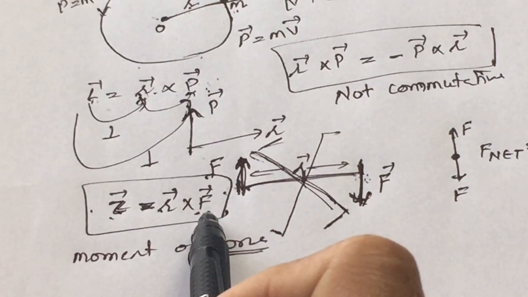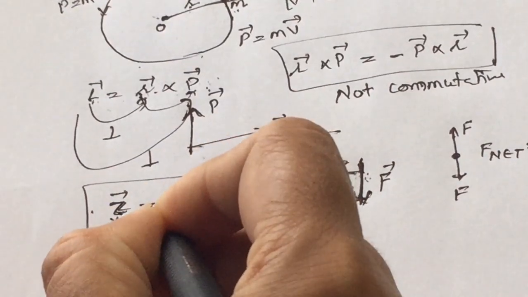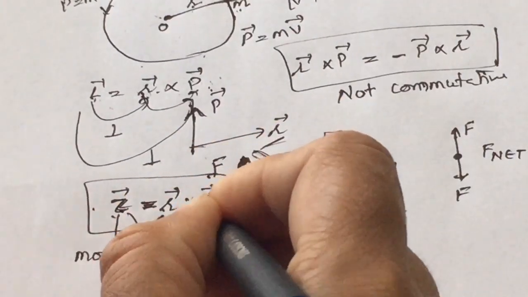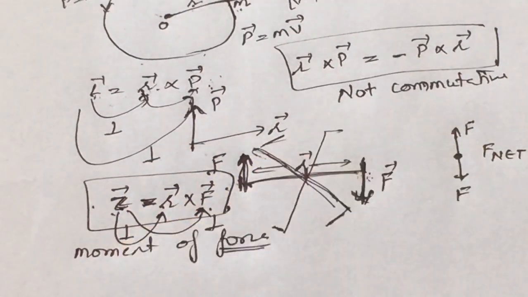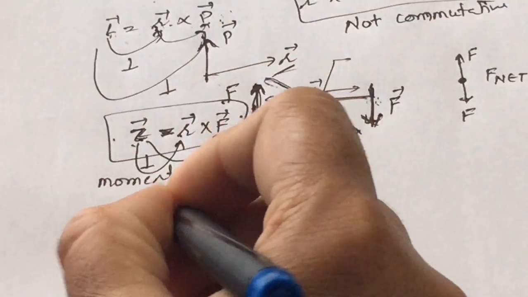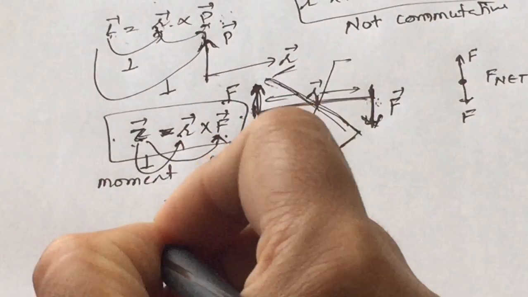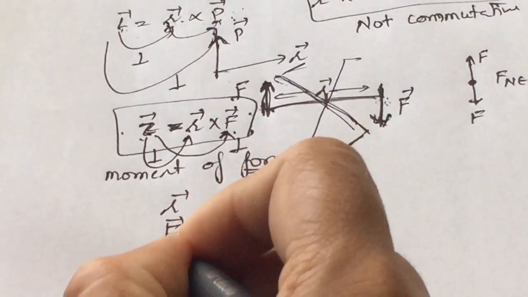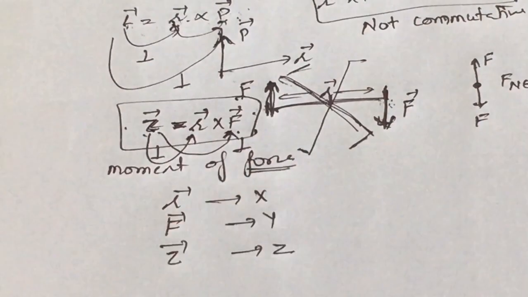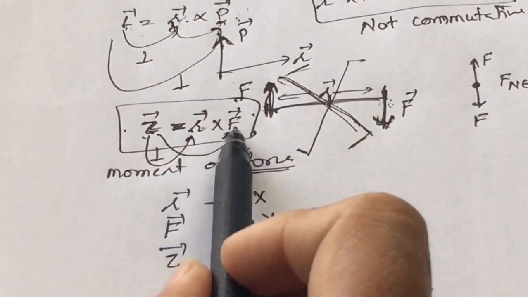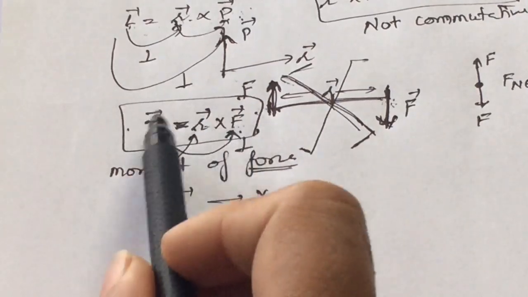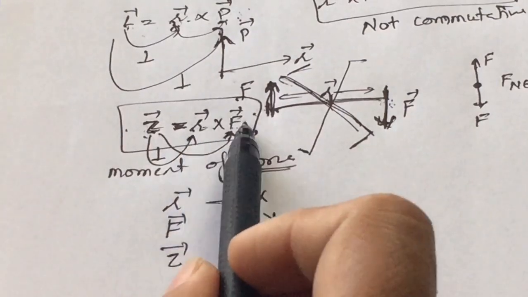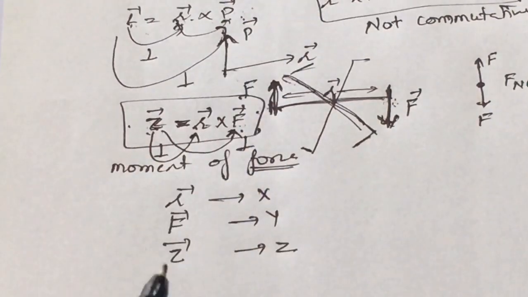And what is the direction of torque? Torque is in the direction which is perpendicular to the radial vector and also perpendicular to the force. If we consider R along the x-axis and F along the y-axis, then what is the direction of torque? Torque will be along the z-axis. The cross product of two vectors gives a vector, but this vector is in the direction perpendicular to both of these two vectors. This is torque.